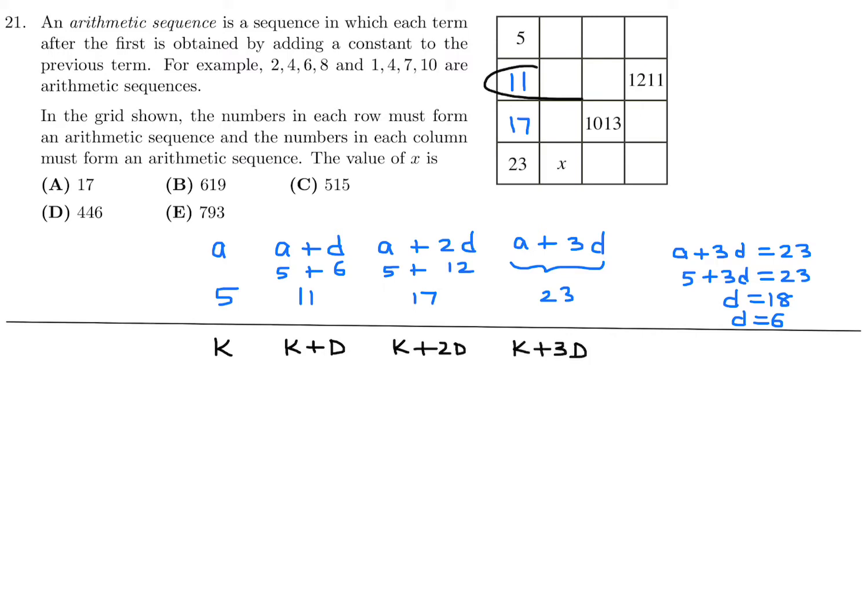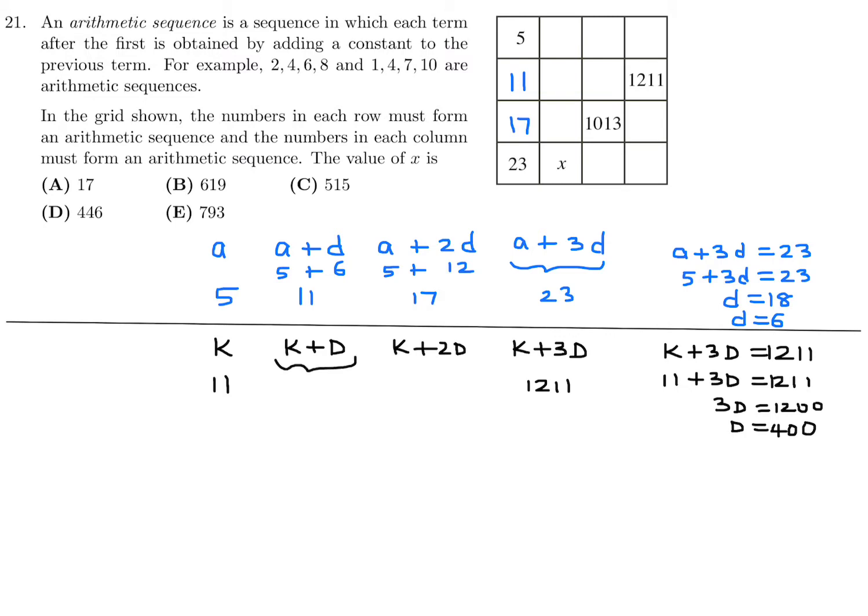Okay? This row. So the first is 11, right? And the last is 1211. That means that k plus 3d is equal to 1211. In the exact same way, I can substitute the fact that k is 11. So 11 plus 3d is 1211, and therefore 3d is 1200, and therefore d is 400. So this one is k plus d, which would be 411. And this is k plus 2d, so 811.